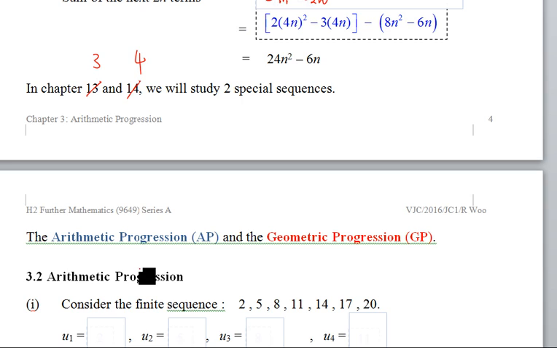11, 16, 21, 26, 31. This is an example, yeah? Example of an AP. Got it? Simple lah, PSLE also know. GP. Geometric progression. General paper also. Things. Okay.